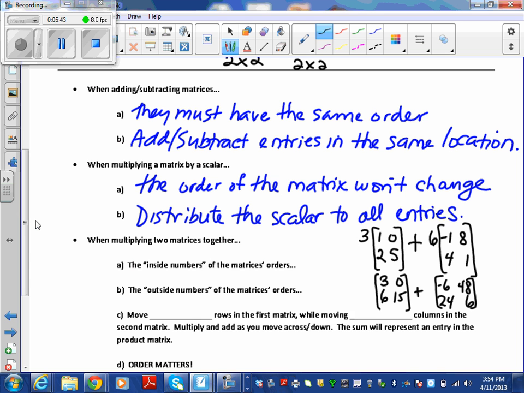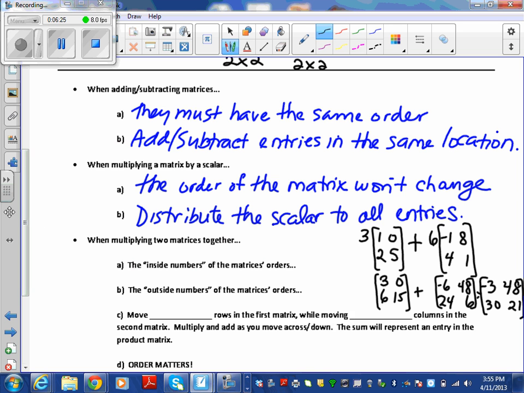So the 0 and the 48, those are in the same position. They're both top right corner. So we will add those together. And our answer will still be a 2 by 2. It'll have the same order as the matrices you're adding together. There you go. Your final answer is that matrix with the entries -3, 48, 30, and 21.